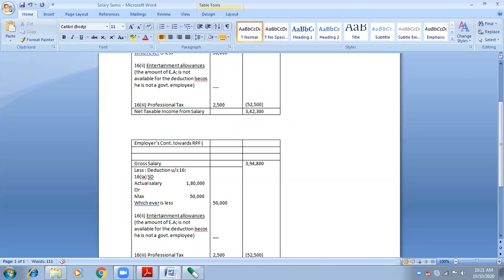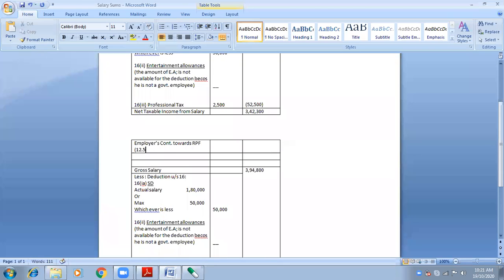So how much is he contributing? 12.5 percentage. On what? On salary plus DA. So what is salary? 60,000. And how much was DA? 36,000. So 60 plus 36 means 96. On 96, you have to calculate 12.5 percentage. Now tell me what is 12.5 percentage?